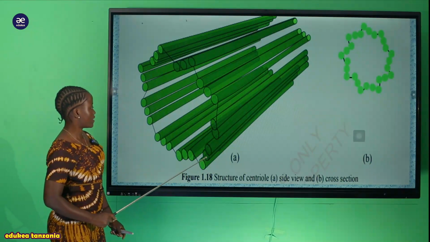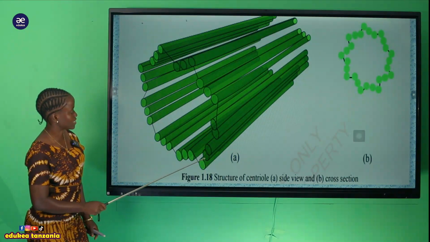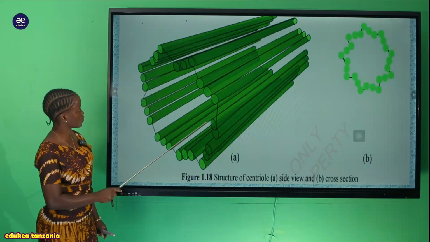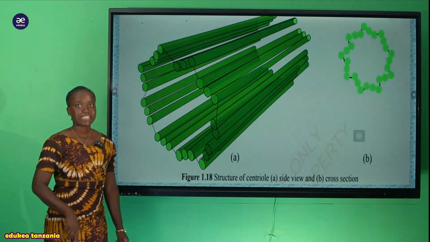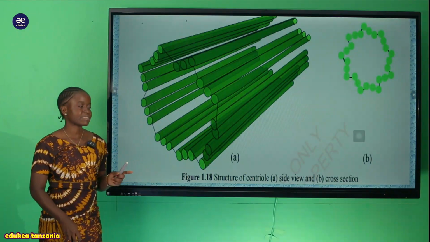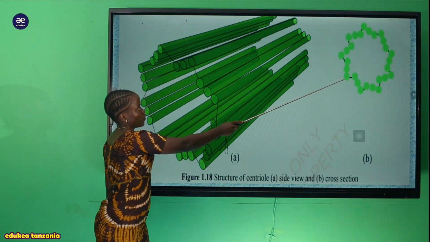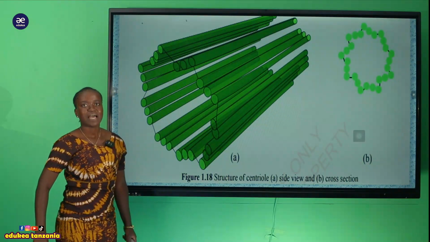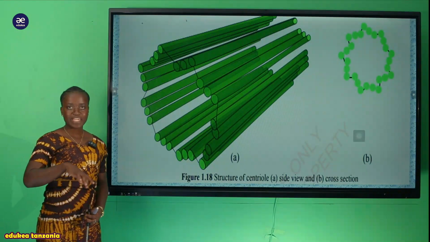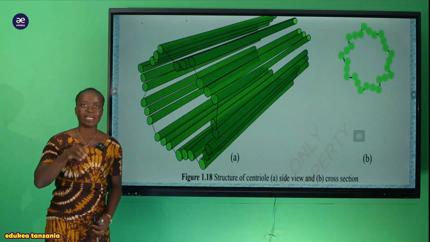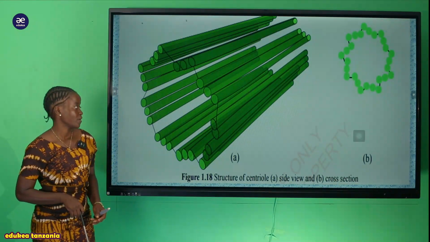So now you can see we have this: 1, 2, 3, 4, 5, 6, 7, 8, 9. That is the 9, which is what we said is 9. But also in the side view you can see there is a 3: 1, 2, 3. And that is why we say it is 9 plus 3, because of its arrangement as seen in the top view, and also when you look at the cross section. So that's all.